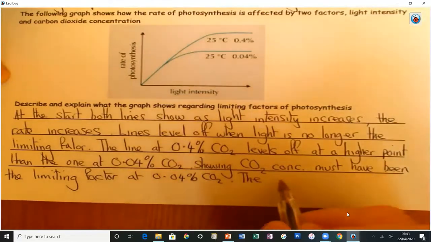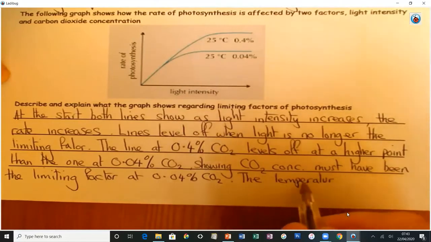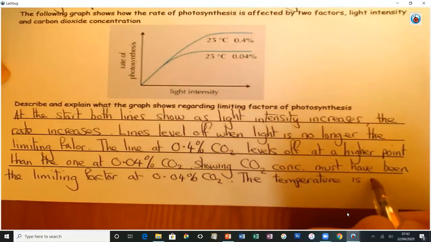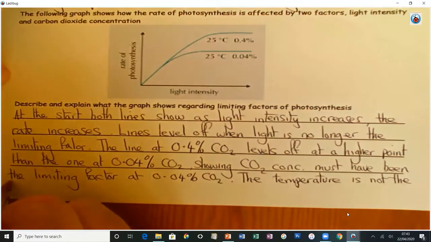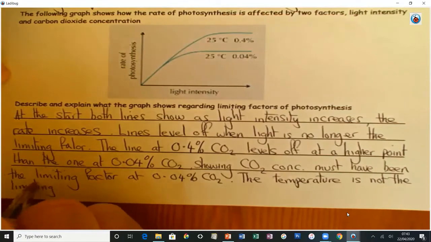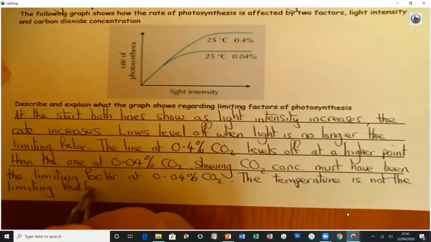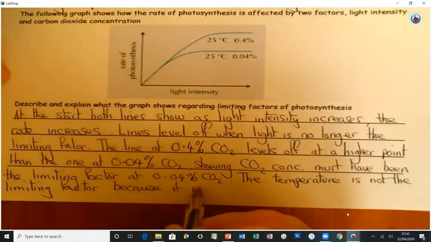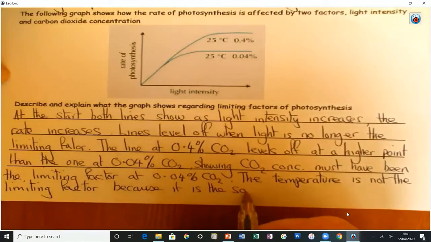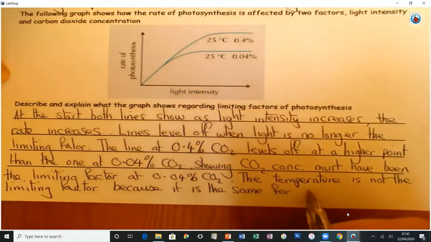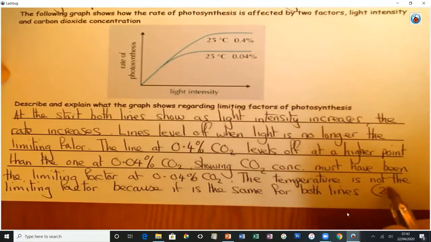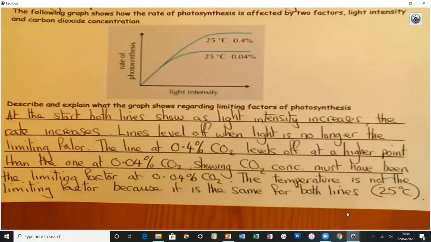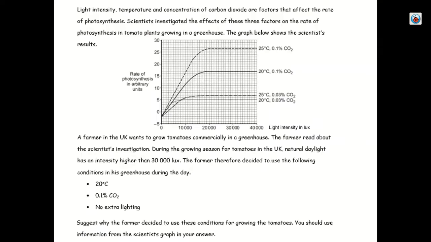The temperature is not the limiting factor because it is the same for both lines, and that is 25 degrees Celsius. Let's now look at the next question. Here is the next question.